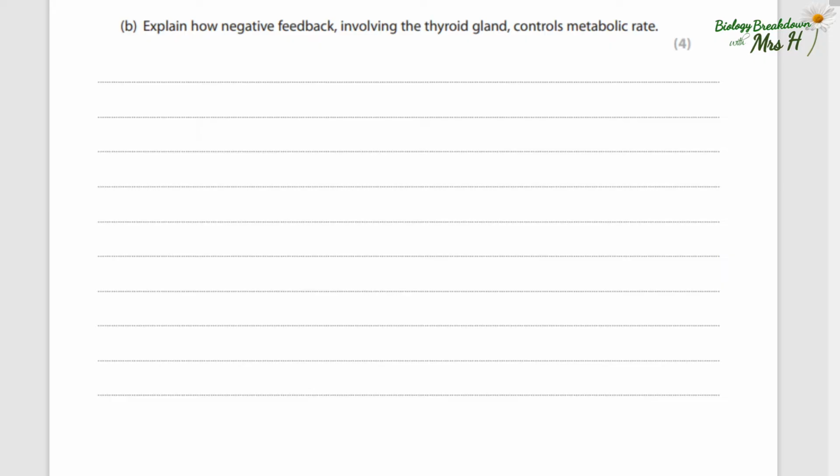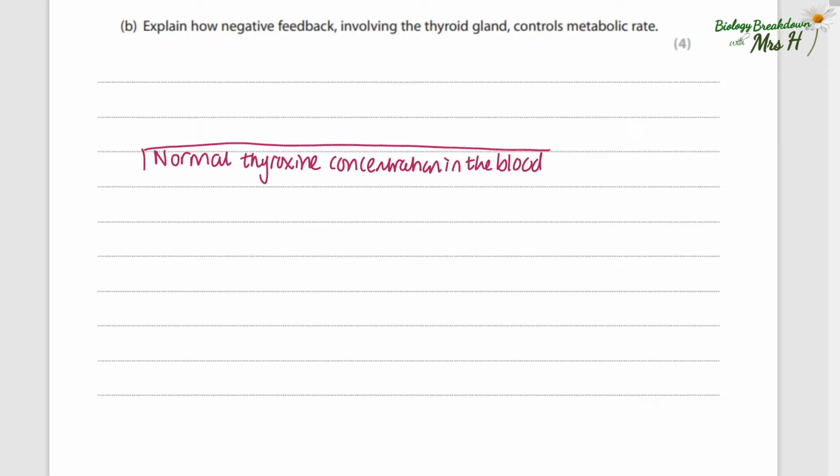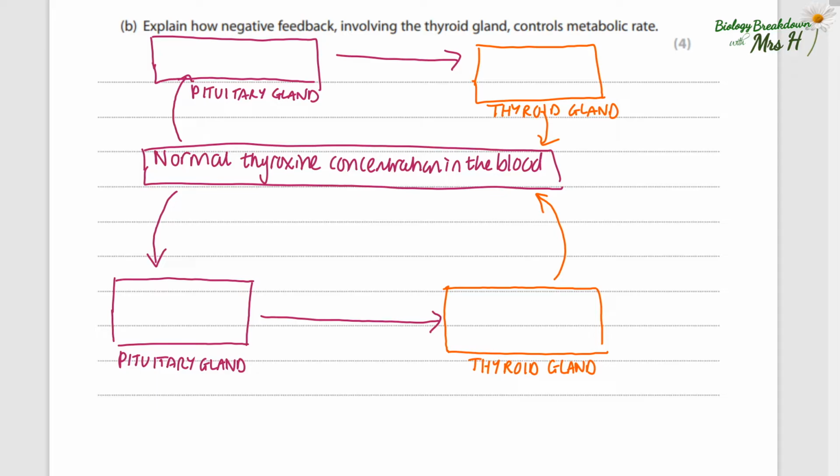I'm just going to use this as a recap. So we have our normal thyroxine concentration in the blood. If that thyroxine concentration drops down or decreases, then TSH is secreted. So that's thyroid stimulating hormone from the pituitary gland. And then the TSH stimulates the thyroid gland to secrete thyroxine. We're going to increase the thyroxine concentration in the blood and it's going to return to normal.